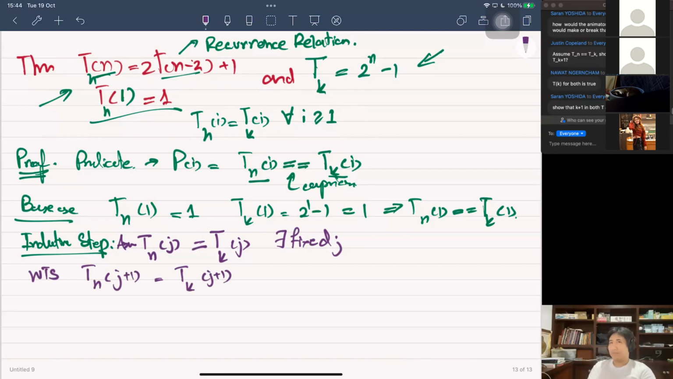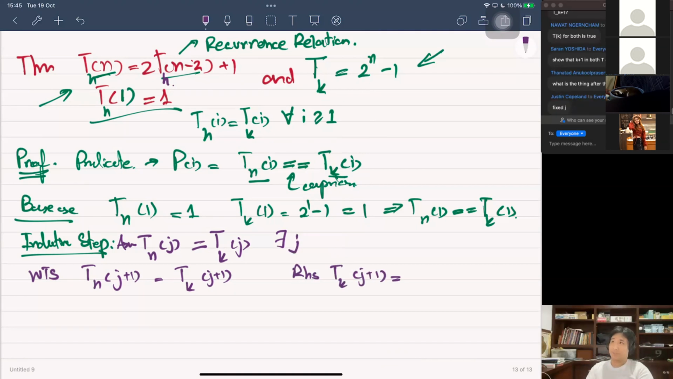How do we show it though? The right hand side, what do we know about the right hand side? So let's look at this. The right hand side, T of K of J plus 1 is equal to what? For some J works too. You don't need the word fixed, but I write the fixed. Can anyone tell me what's T K, the T caret of J plus 1? Good, it's 2 to the J plus 1 minus 1. Let's leave it there. That's what we want to show, right? By definition of this guy.